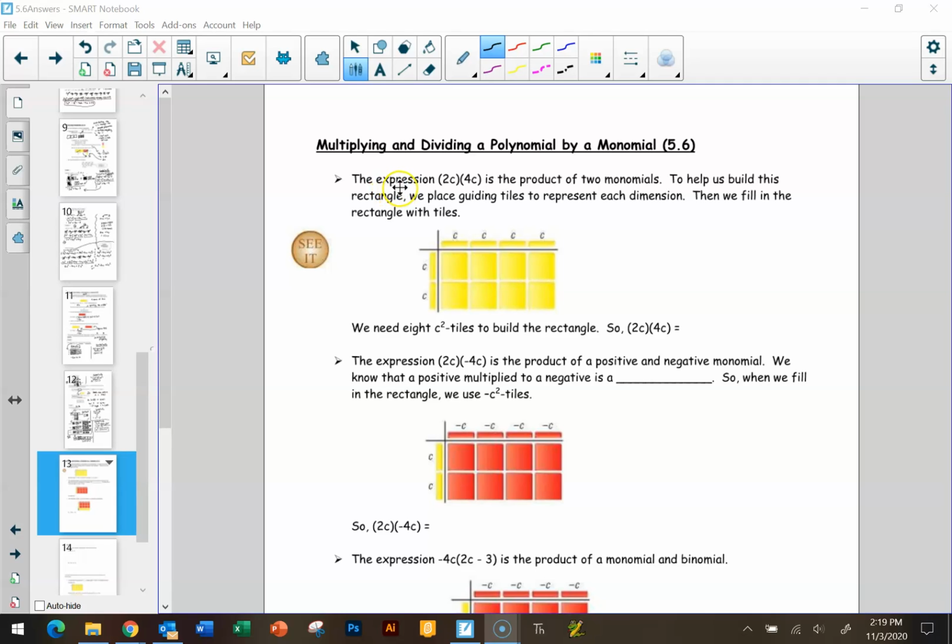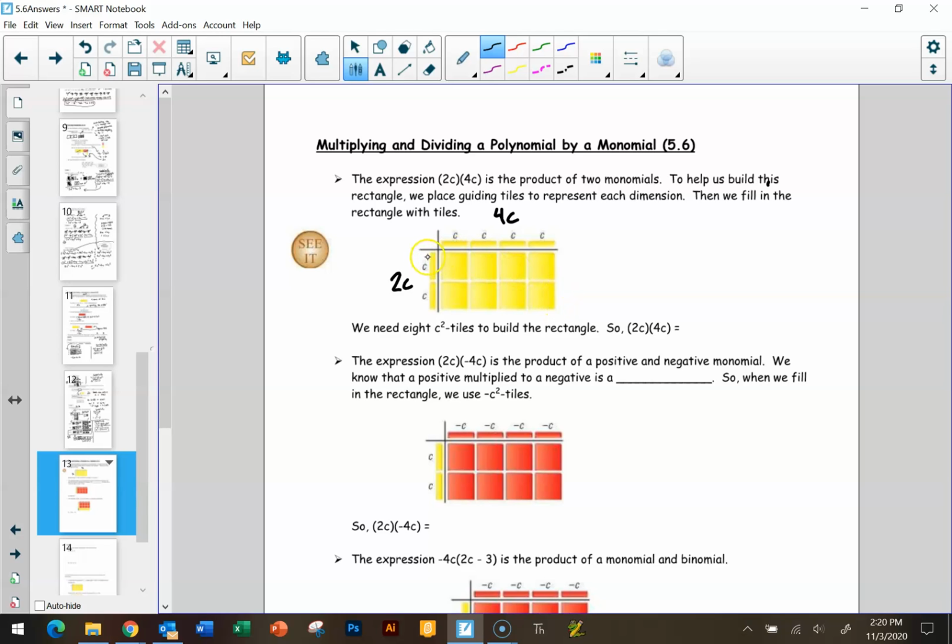So let's look at the first example here, where it says the expression 2c times 4c, it's the product of two monomials. Both of these are monomials, right? 2c and 4c. To help us build that rectangle, what we do is we set it up around the outside. So this would represent the 2c, and this would represent the 4c's. Remember our monomials, we're going to have the long rectangles representing monomials, and then the small squares representing the variables, and then the c squareds are going to be the bigger rectangles.